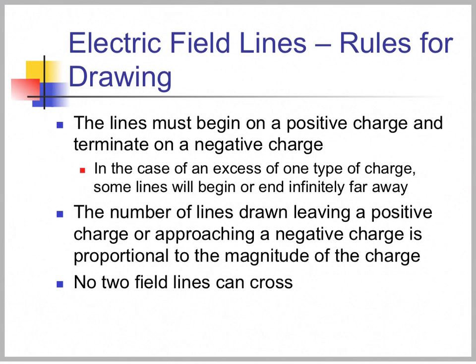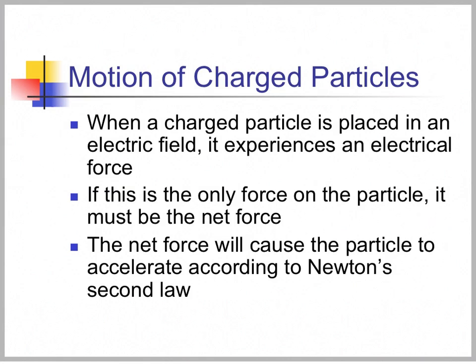So, rules for drawing electric field lines. The lines must begin on a positive charge and terminate on a negative charge. In the case that we have an excess of one type of charge, some field lines will begin or end infinitely far away. The number of lines drawn leaving a positive charge or approaching a negative charge is proportional to the magnitude of the charge. And at no point can we have two field lines cross.